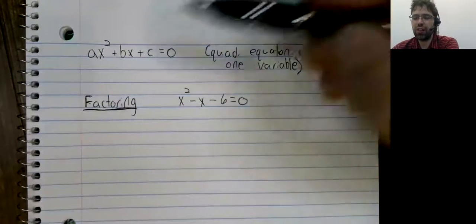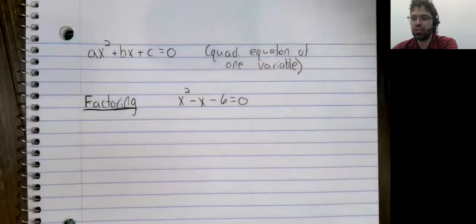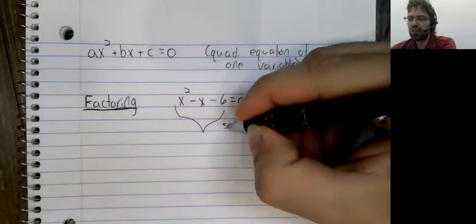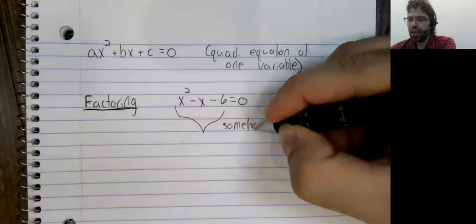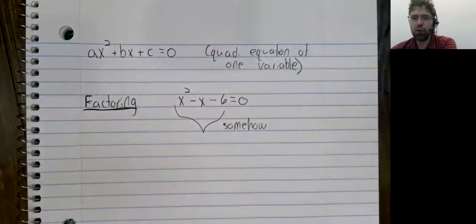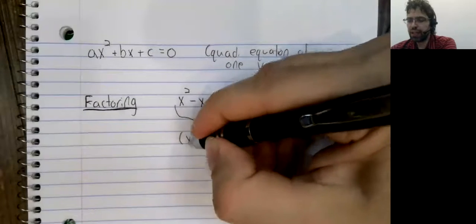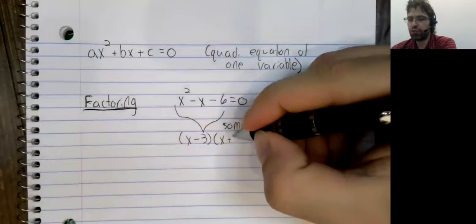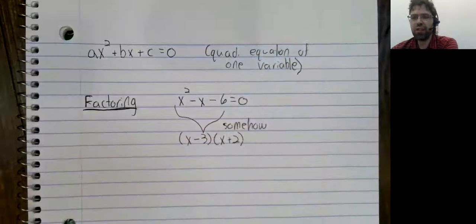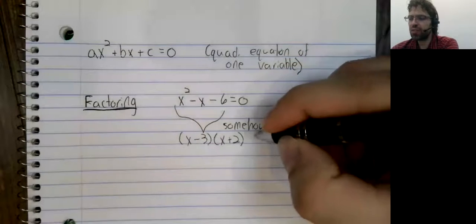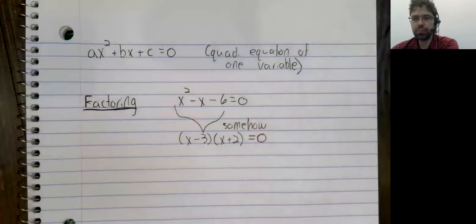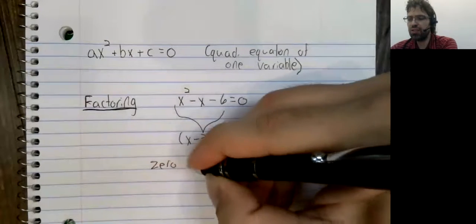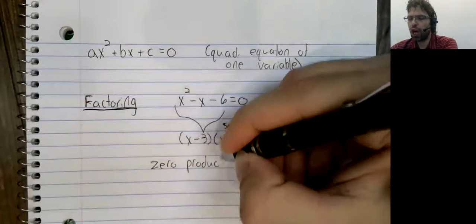Suppose you have an equation like this that you want to solve. You look at the left-hand side of this equality, and somehow or other, you recognize that this can be rewritten as the product of x minus 3 and x plus 2. And once you've done that, you apply the zero product property.